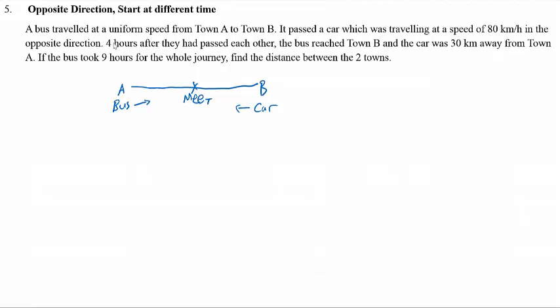The question says that 4 hours after they have passed each other, the bus has already reached town B. That means from here to here, 4 hours, the bus has already reached town B. But the car was 30 km away from town A. That means after 4 hours from the meeting point, the car is here. The car is still 30 km away from town A.